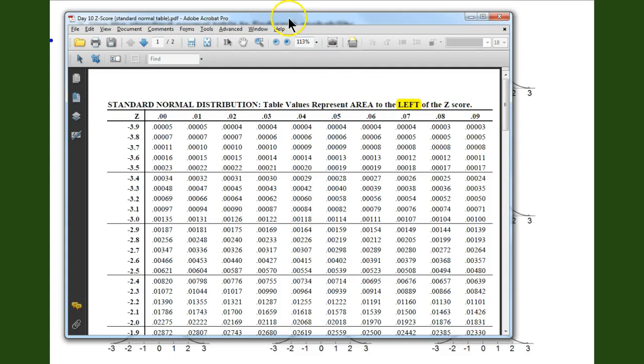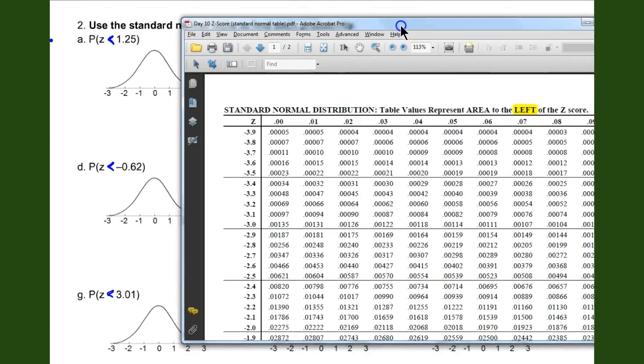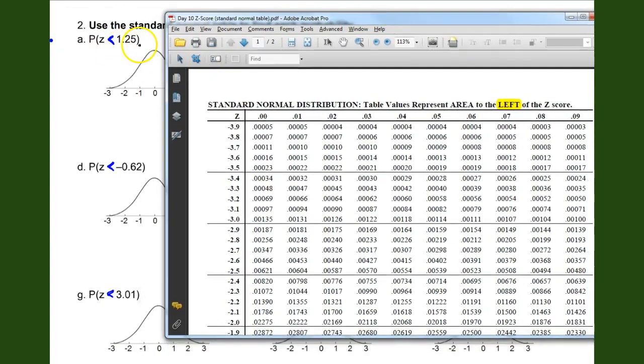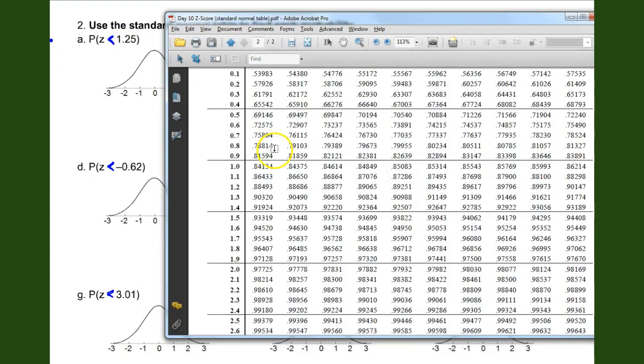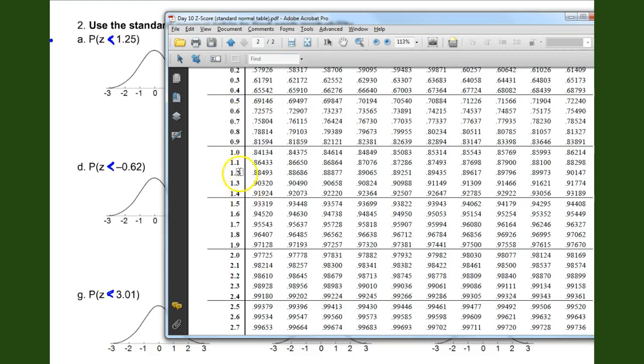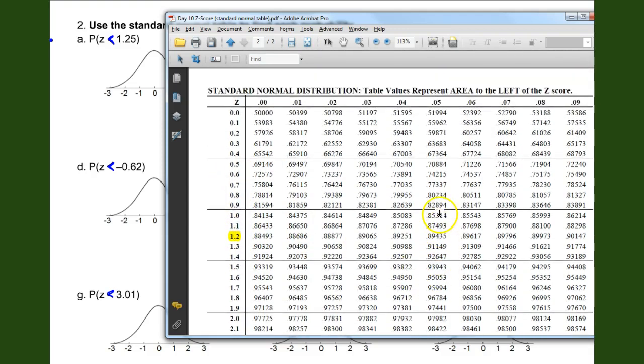So we can use this table really easily for the first column just by looking up 1.25. Go to 1.2. So here's 1.2, and then the 1.25 will be 0.89435, right? And it's as simple as that.